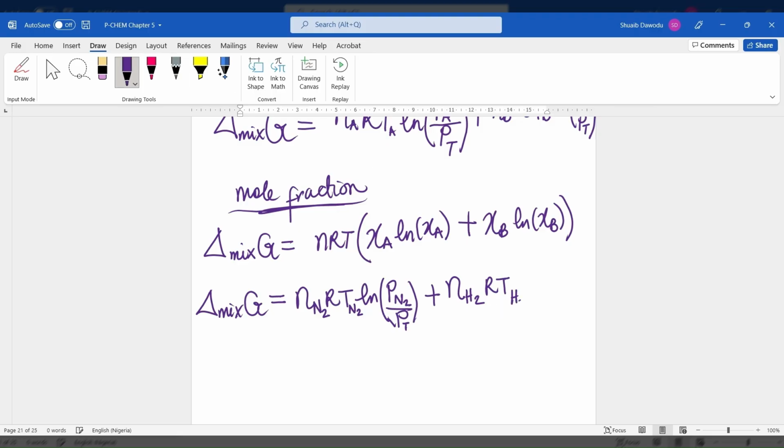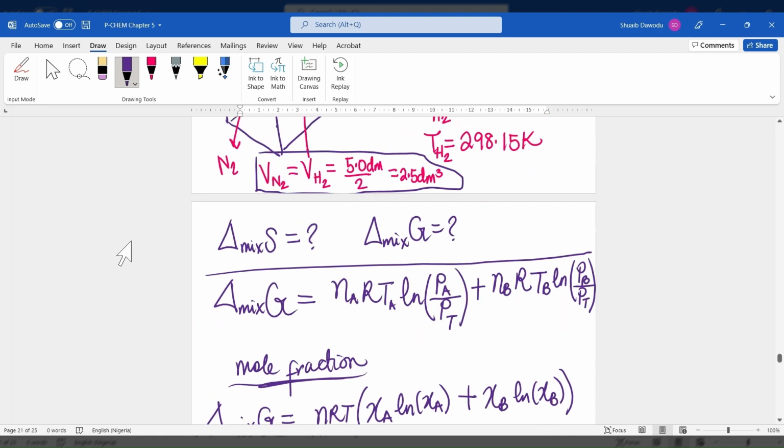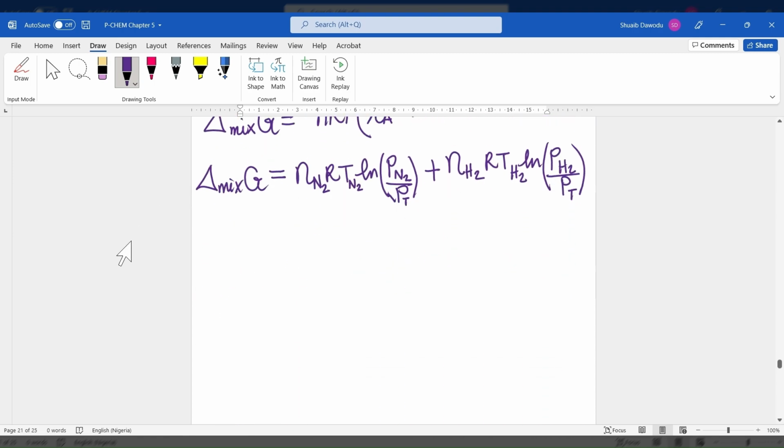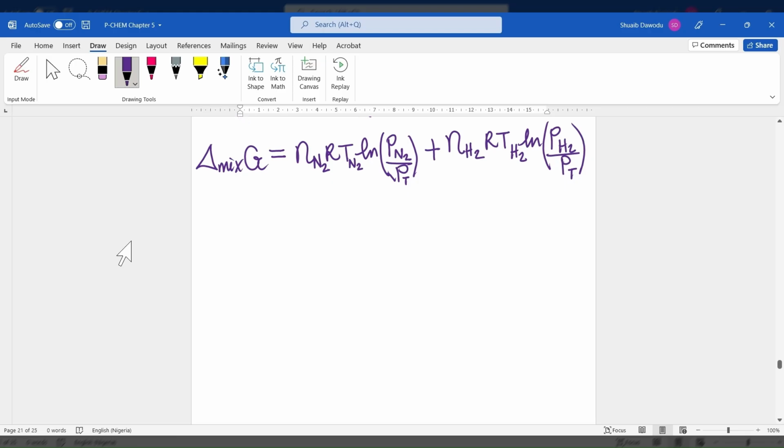So T sub H2, ln P sub H2 divided by P sub T. That's basically this one here. Yeah, that is it. So this is now the formula that we're going to be dealing with. But before we go on, we realize that we've only been given the temperature, the pressure and the volume. We already know the gas constant because it's a constant, but we're not given the number of moles. And determining the number of moles would be a much longer process.